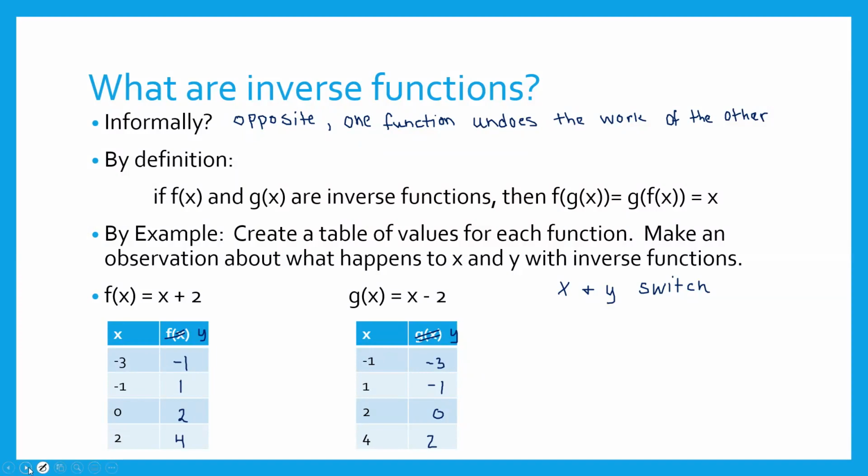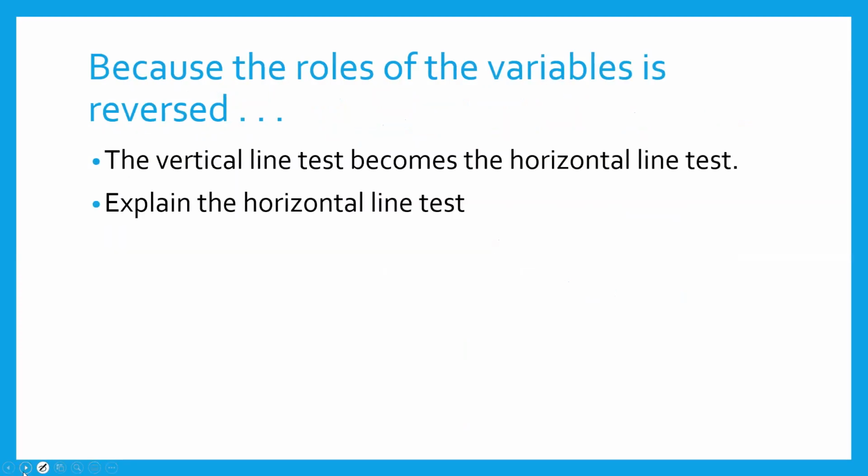Because of that switch, we have a new test. We had the vertical line test before, but now it's going to become the horizontal line test, because our axes are switching. Our x and y are literally switching positions. So the way the horizontal line test works, first off, what does it do? It tests if the inverse is a function.